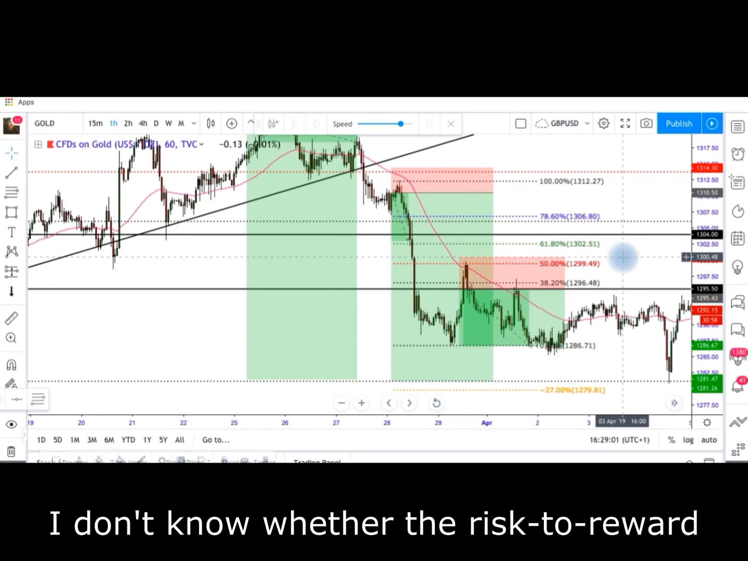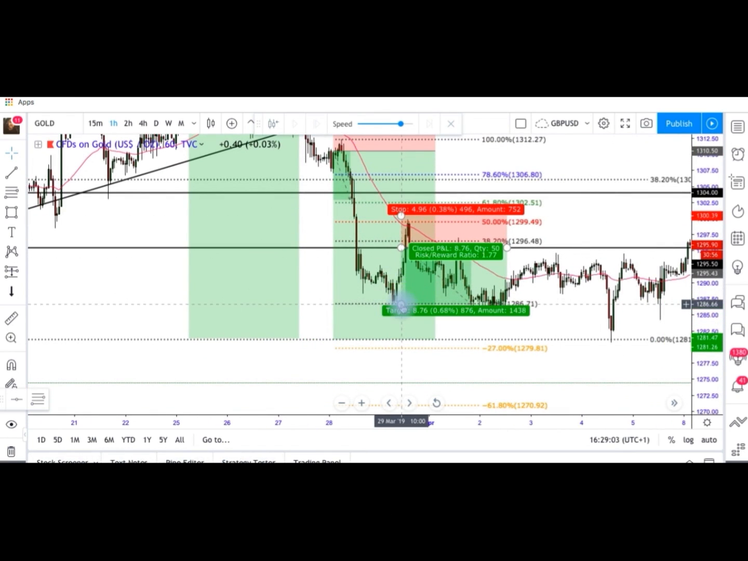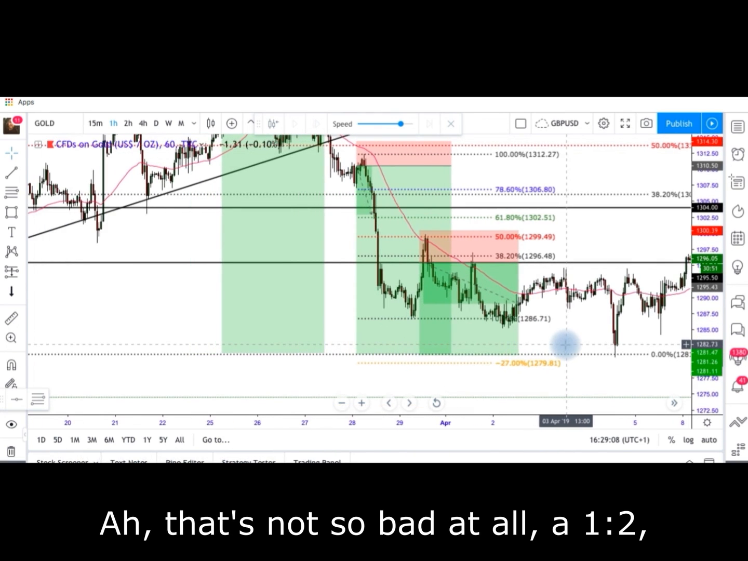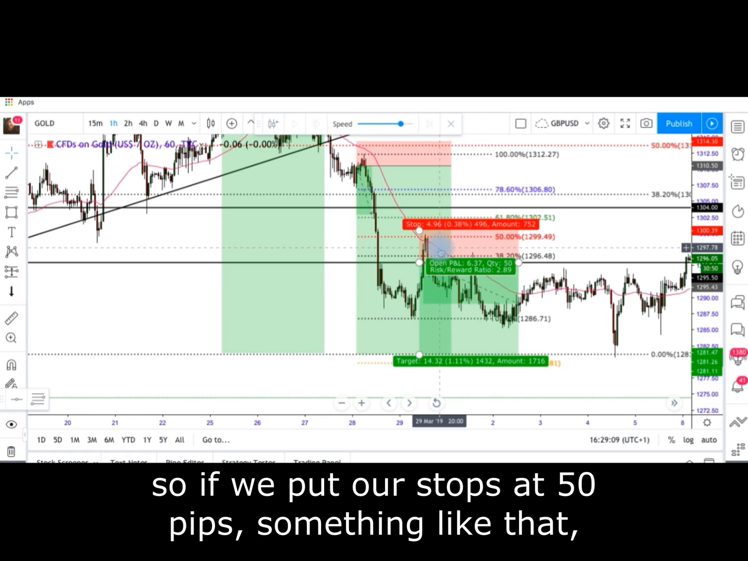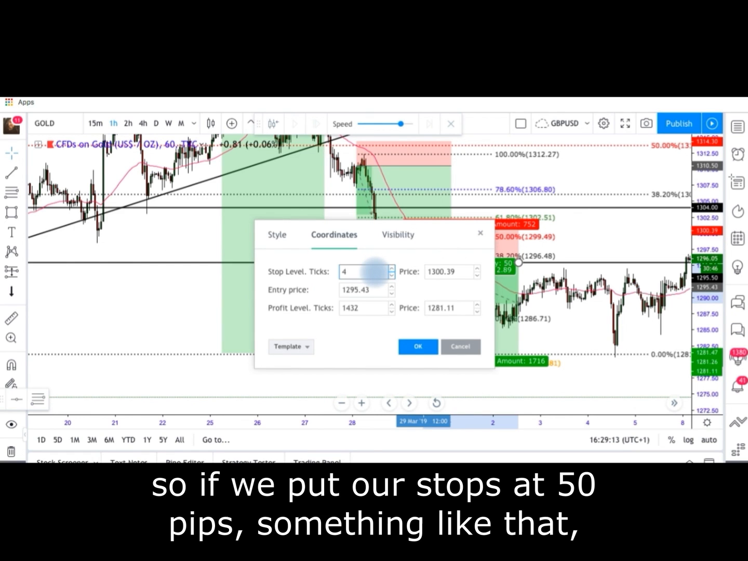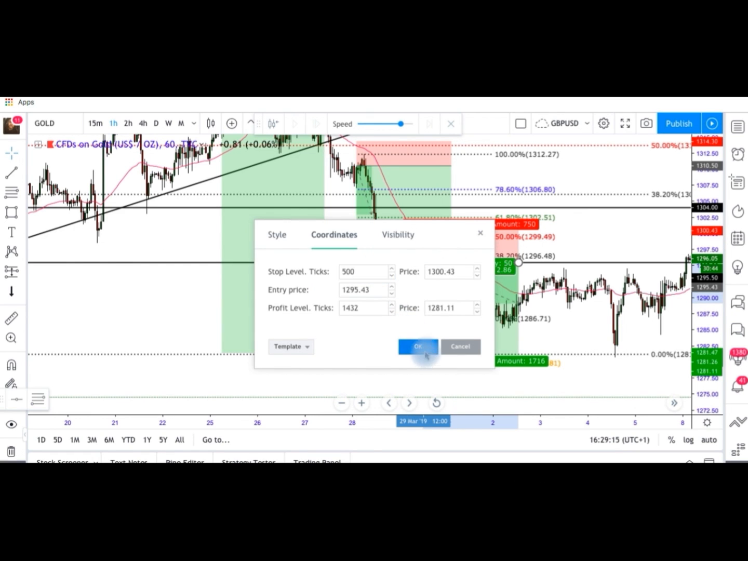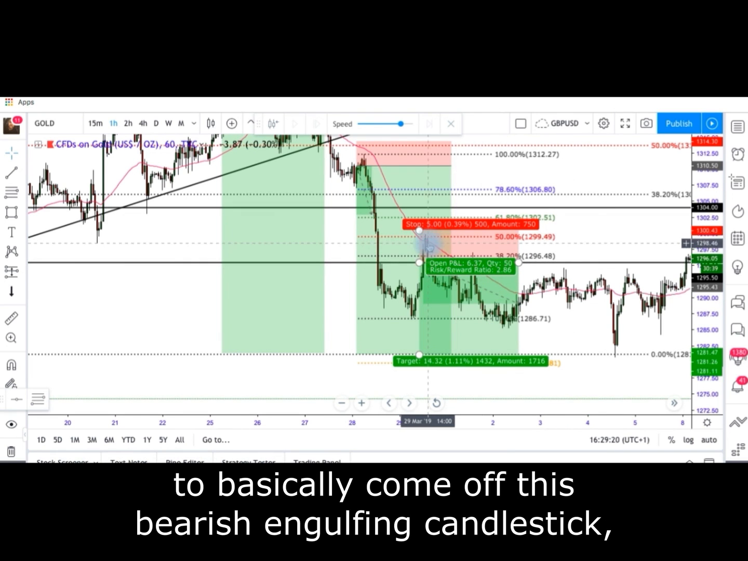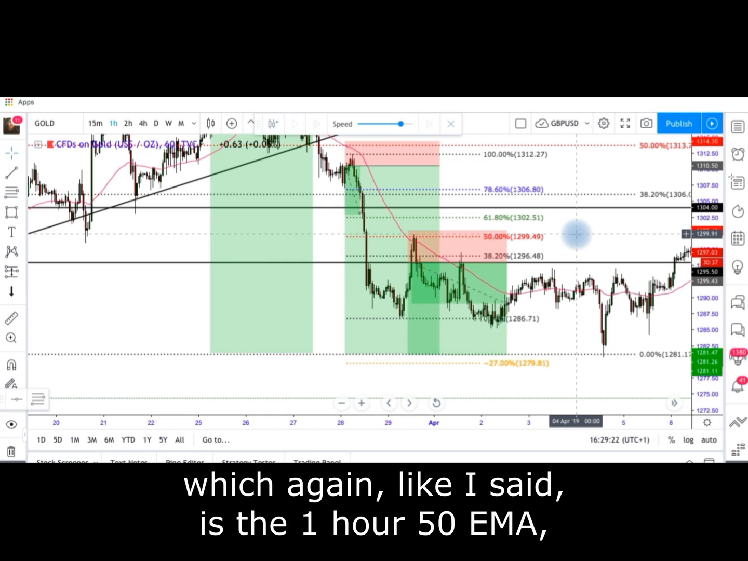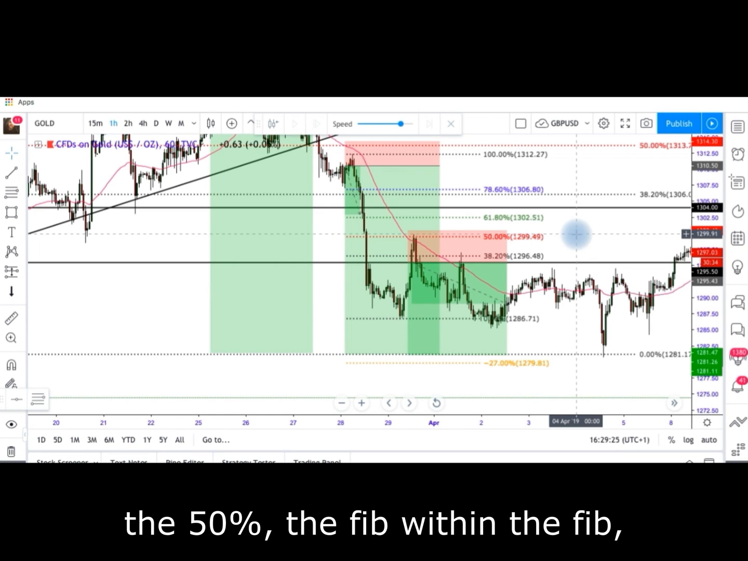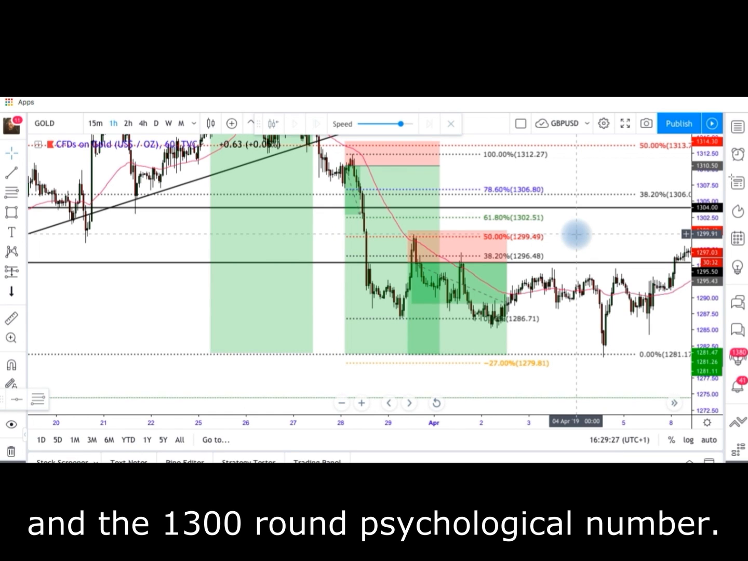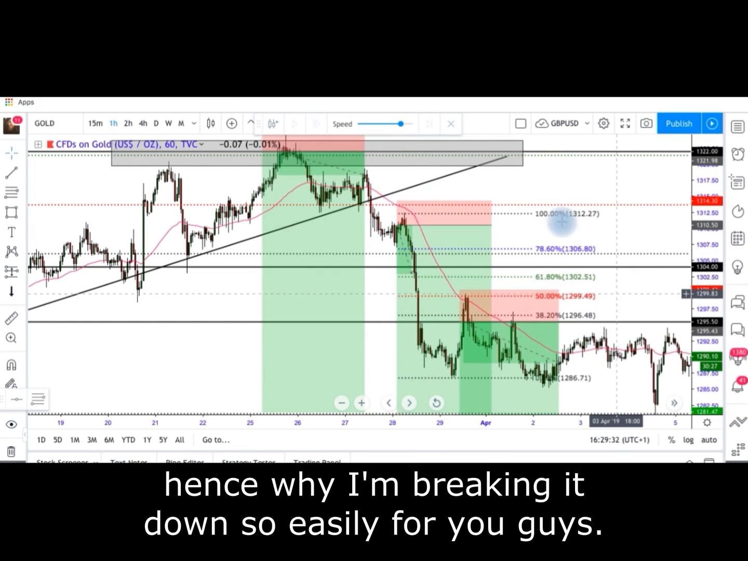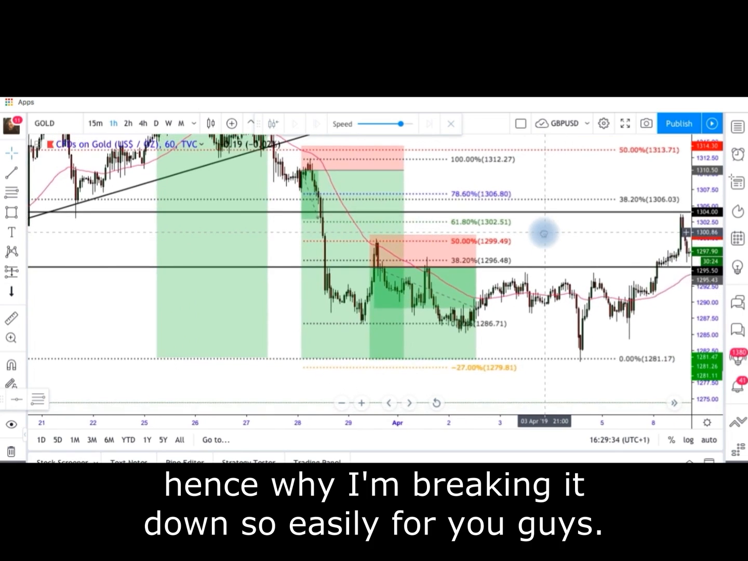I don't know whether the risk to reward is any good on this particular trade. Oh, that's not so bad at all. A 1 to 2. So if we put our stops at 50 pips, something like that, then that could have been a fantastic trade to basically come off this bearish engulfing candlestick, which again, like I said, is the 1 hour 50 EMA, the 50% of the fib within the fib, and the 1300 round psychological number. I actually took all of these trades. I took this trade, this trade, and this trade, hence why I'm breaking it down so easily for you guys.